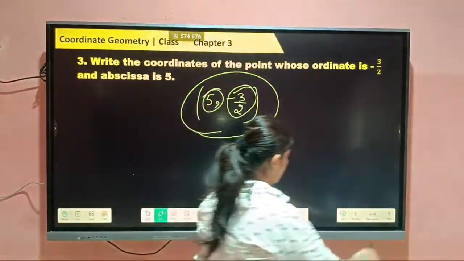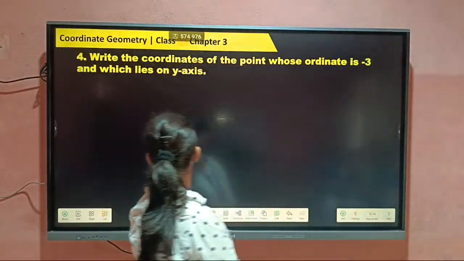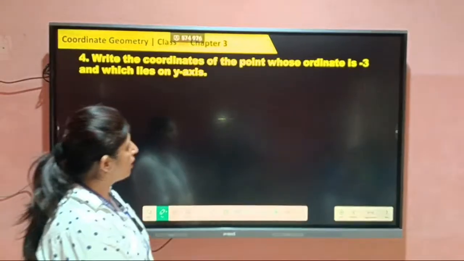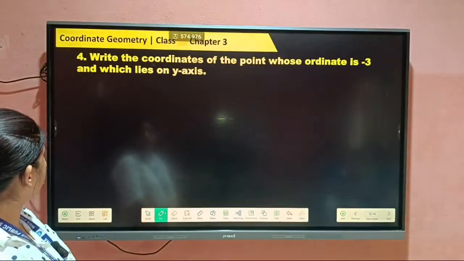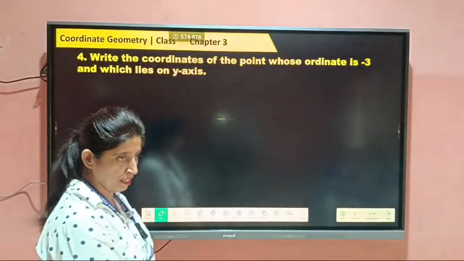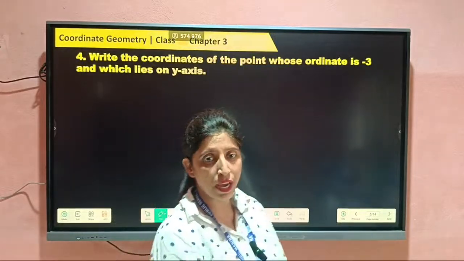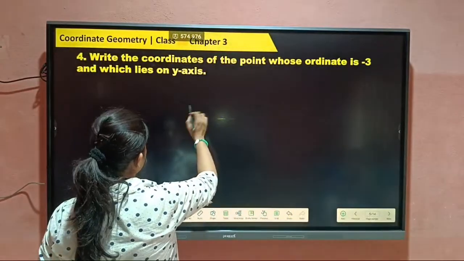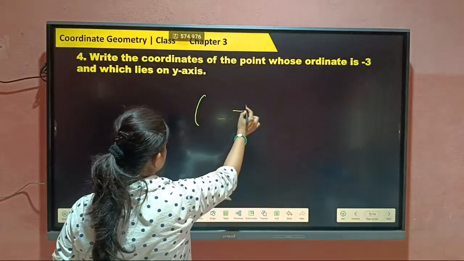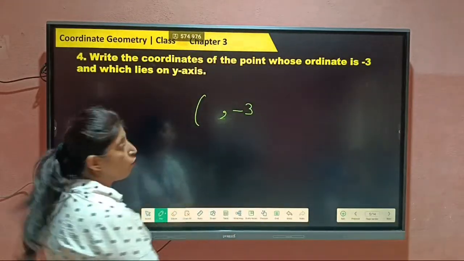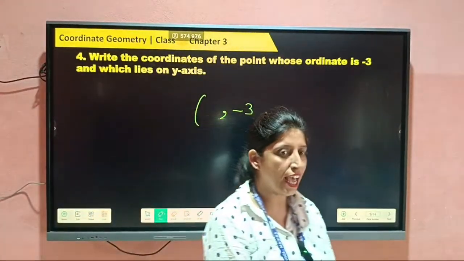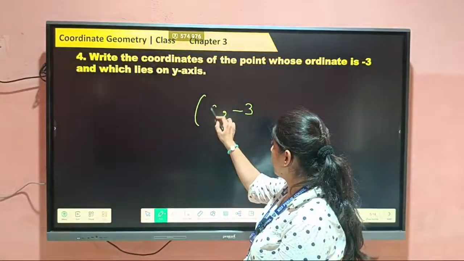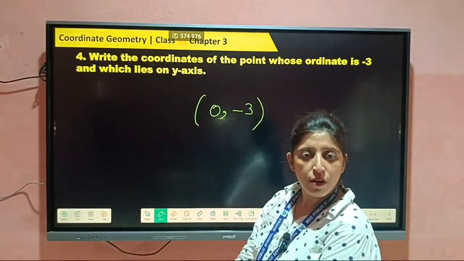Next, fifth. Write the coordinates of the point whose ordinate is minus 3 and which lies on the y-axis. Ordinate is minus 3, and it lies on the y-axis. On the y-axis, the x coordinate is 0. So our coordinate will be 0 and minus 3.